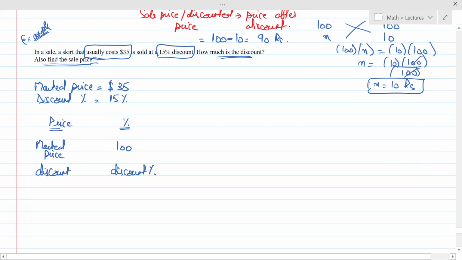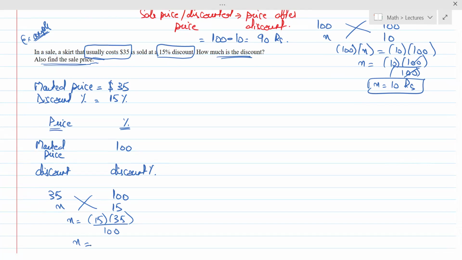Okay, so filling up these values, mark price, it was $35 against 100, and then we have the discount percent at 15, and discount is something we need to find. So for this ratio method, we'll do cross multiplication to form the equation, and then x, the discount we found, would be equal to 15 into 35 upon 100, and you can use the calculator here. It would be 15 into 35 divided by 100.